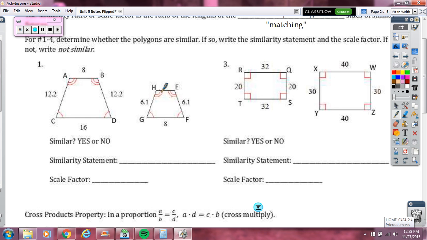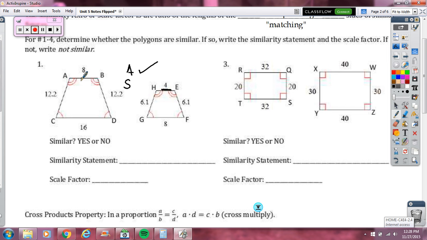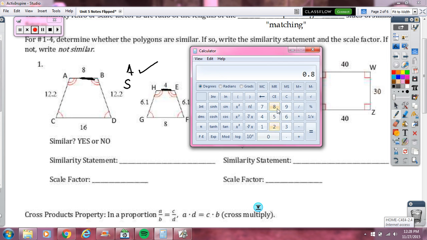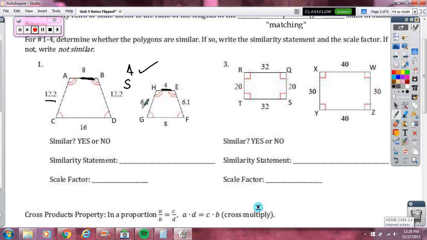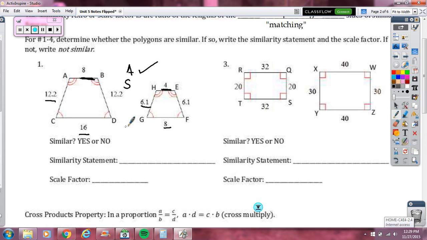And when I look at the angles, I see they all match up, so that's good. Angles are good. Now I've got to see if the sides are going to be proportional. You can use your calculator to do this. So like I would say, okay, here's the short side 4, here's the short side 8. When I do the division, 8 divided by 4, I got 2, okay. When I do 12.2 divided by 6.1, I get 2. Cool, those have the same relationship. When I do 16 divided by 8, I'll get 2.